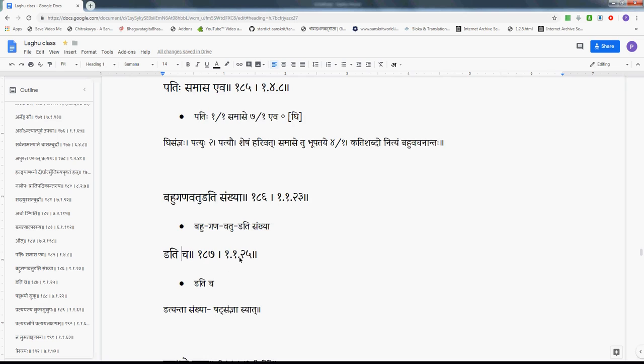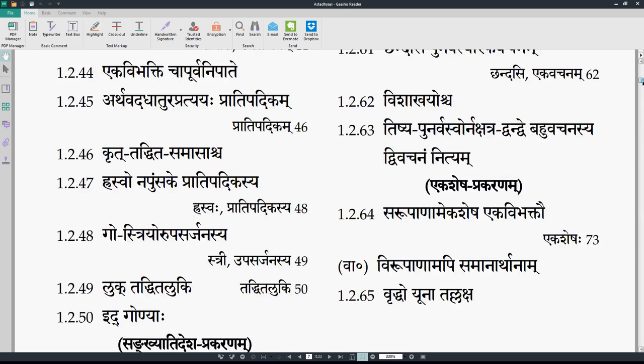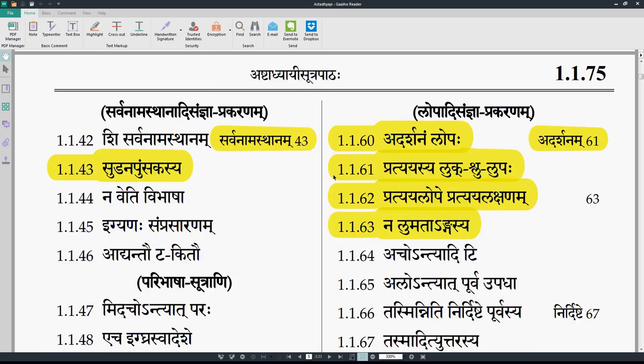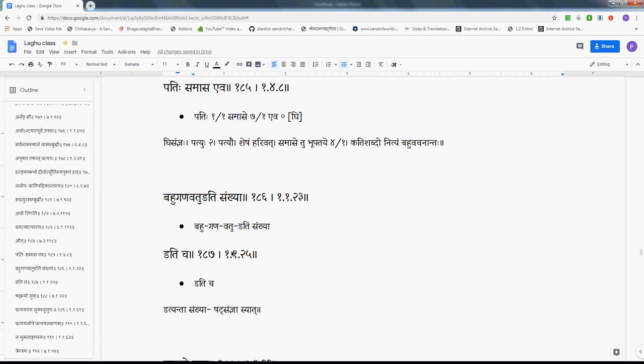I don't think we saw the anuvritti here. Dati cha here, 1-1-25, didn't say. So the 1-1-25 just finished. Let's finish that. So daticha, I had marked it, so we have not done it. So daticha shat. Shat goes till 25 here. So daticha, shat. Thereby you get shat sanya for kati shabda, and then we saw the rest.